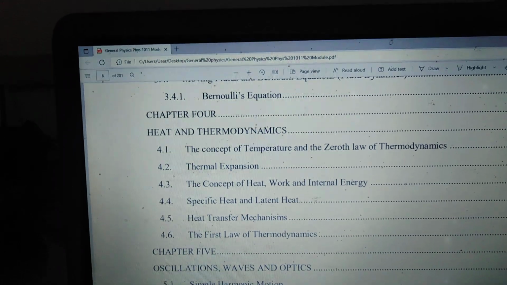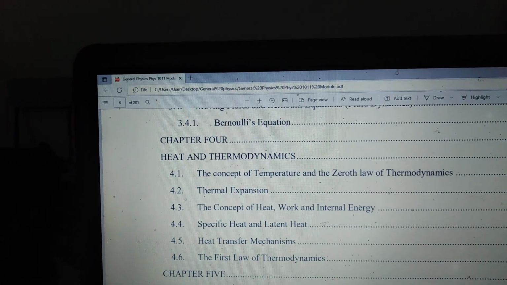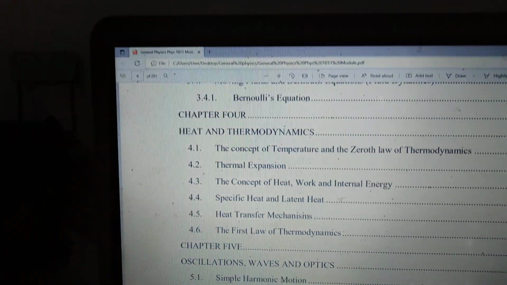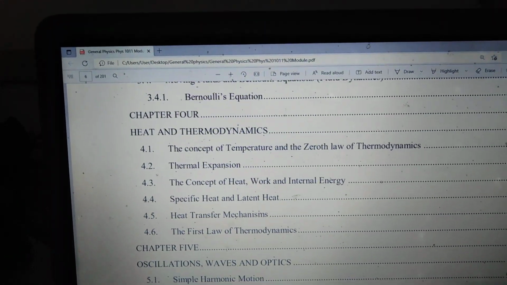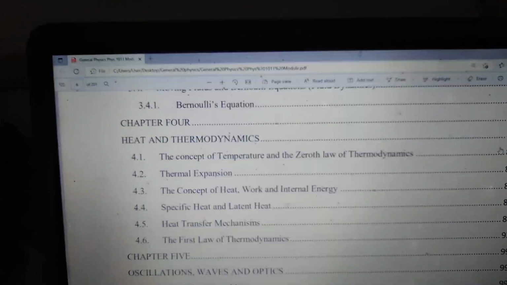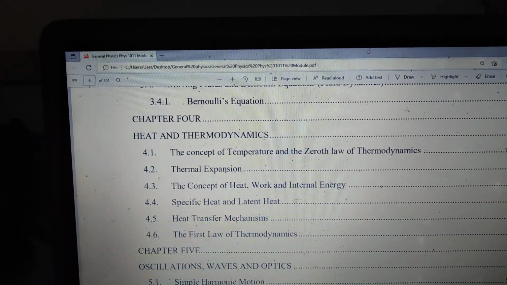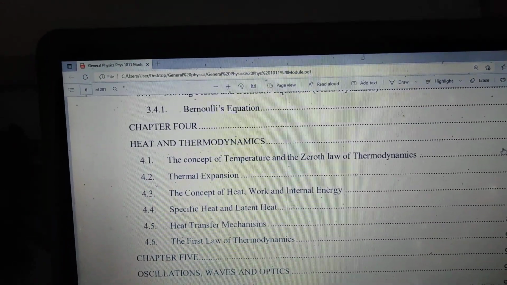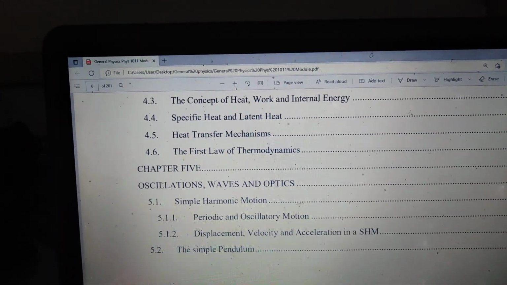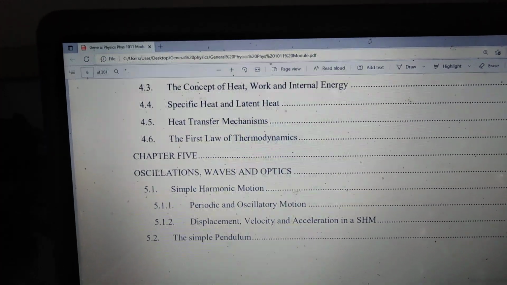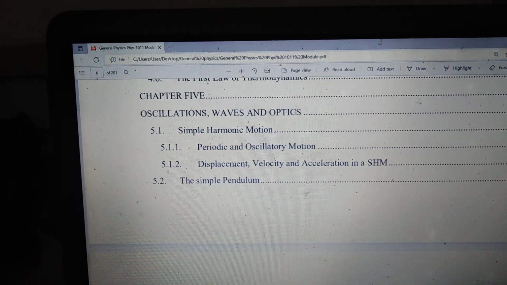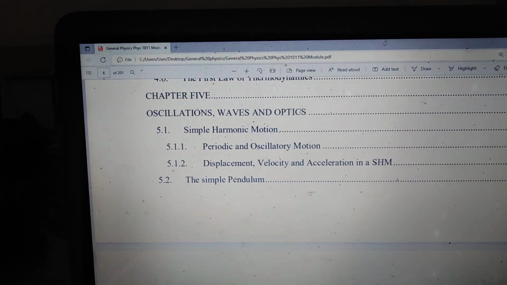And the next is chapter 4. Chapter 4 says heat and thermodynamics, and under this we will see the concept of temperature and the zeroth law of thermodynamics, thermal expansion, the concept of heat, work and internal energy, specific heat and latent heat, heat transfer mechanisms, and the first law of thermodynamics, also seen under chapter 4.